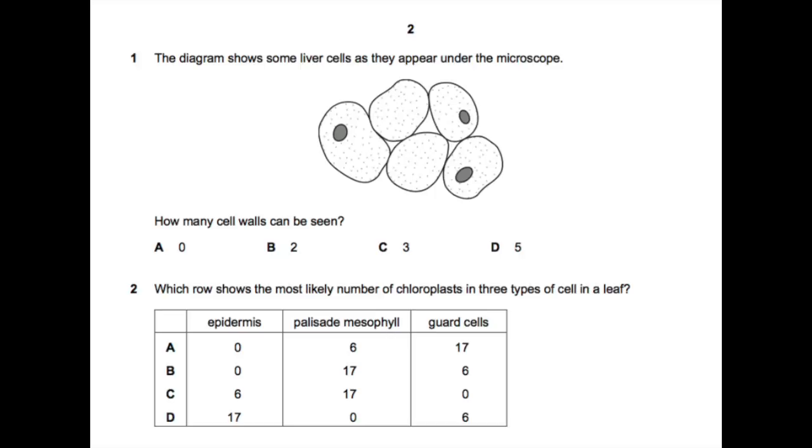Question 2. Which row shows the most likely number of chloroplasts in 3 types of cell in a leaf? Chloroplast is a plastid in green plant cells which contains chlorophyll and in which photosynthesis takes place. Epidermis is an outer layer of cells of an organism. Palisade mesophyll is below the upper epidermis, and guard cells are a pair of curved cells surrounding a stomata. Their function is to open and close the stomata, which helps in gas exchange and transpiration. The answer is B.